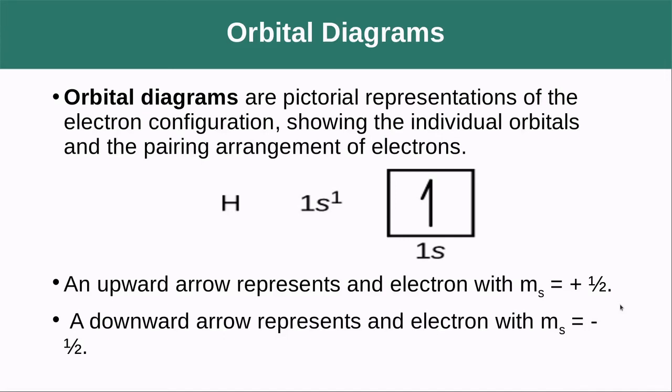Orbital diagrams. Orbital diagrams are pictorial representations of electron configuration. So rather than writing out numbers and letters, we're going to actually show it with little squares where we're writing in these electrons that you usually represent with little hooked arrows here. An upward arrow is going to indicate a positive spin, while a downward arrow is going to indicate a negative spin. So let's see here.